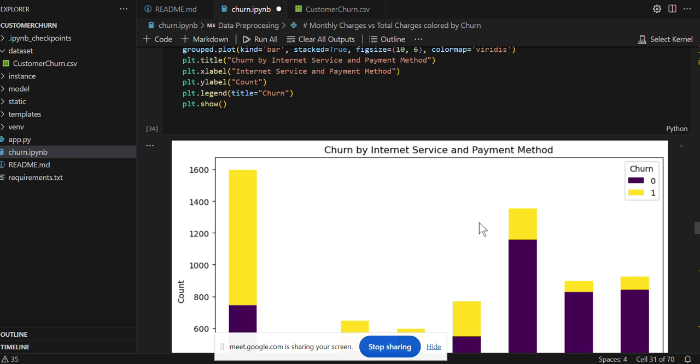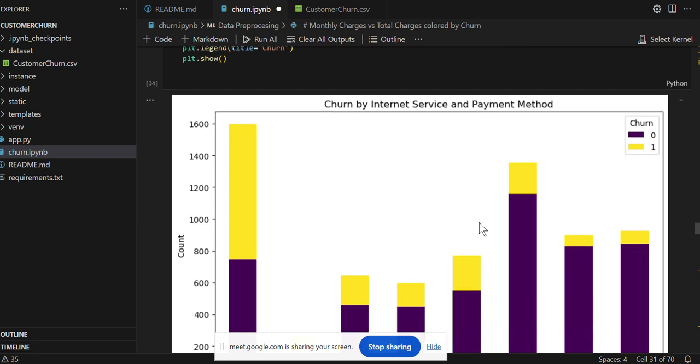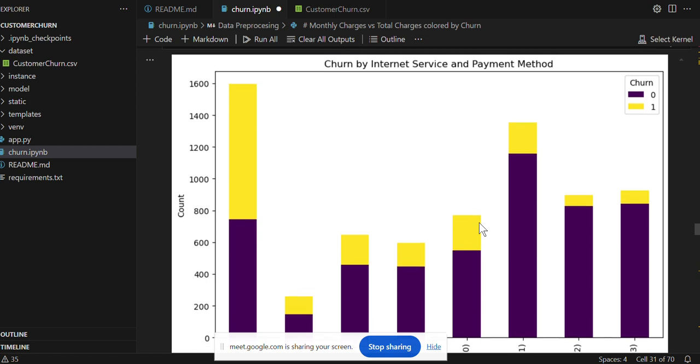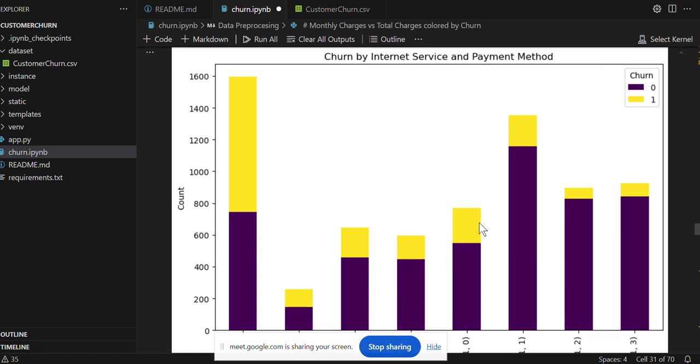All right, so here now, this one is the same thing, but we are looking at it with respect to internet service and payment method. Then whether it will churn or not. Scroll down.